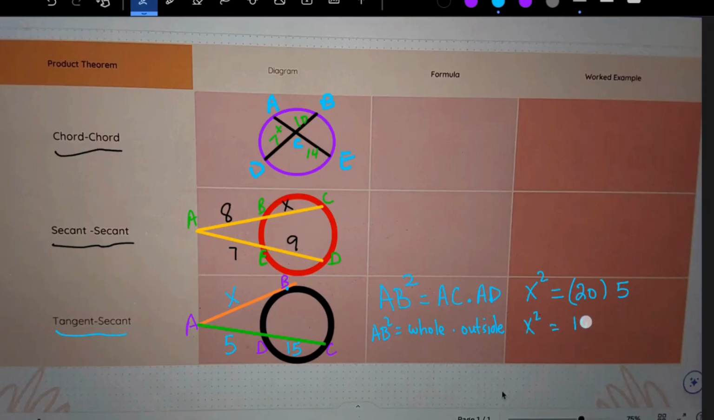20 times 5, that's 100. And then we need to take the square root of 100. So that would be plus or minus 10. But because we're dealing with length, we're going to use the positive number. So x is equal to 10. And there you have it.